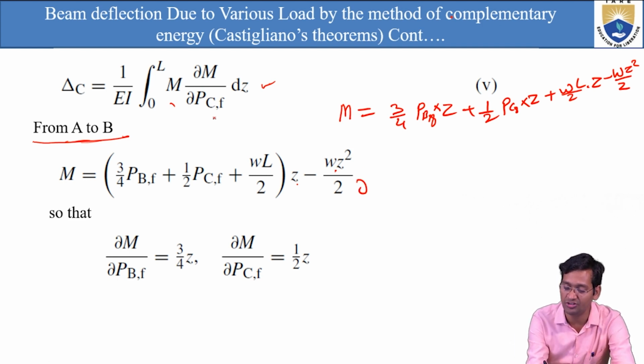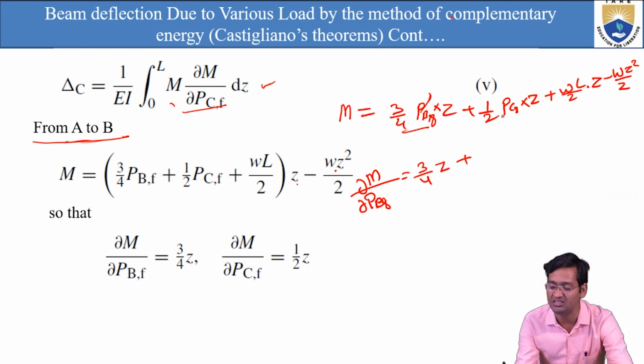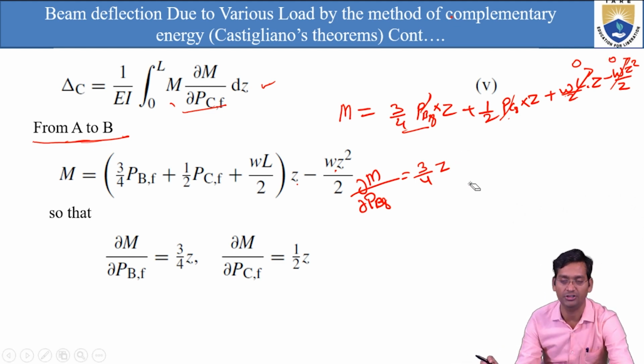For this equation, del PCF is required, and for finding delta B, PBF is required. So first I am differentiating with PBF. So del M by del PBF equals, PBF is the variable this time, so PBF becomes 1. This gives 3 by 4 Z plus 1 by 2 PCF. PCF is constant, so differentiation of a constant is 0. So this whole thing becomes 0. Now WL by 2: here again PBF is not there, so this is also constant, so 0. Here also PBF is not there, so this is also 0. So what is left? Only 3 by 4 Z.